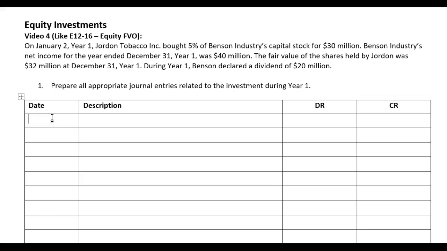All right, so what entries would we record? Well, let's start with the purchase January 2nd. On January 2nd, we're investing in this stock, so we're going to hit an investment account. That is going to be an asset. So investment in Benson stock, and we're going to hit that for the $30 million. Again, we're going to do this in millions, so I'm just going to say 30 and so forth going on, but keep in mind these numbers are in millions.